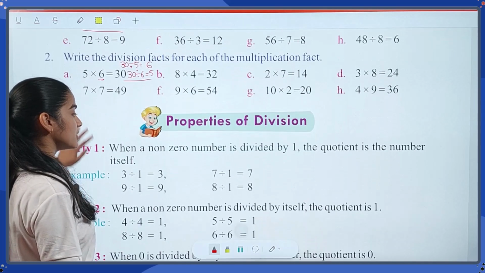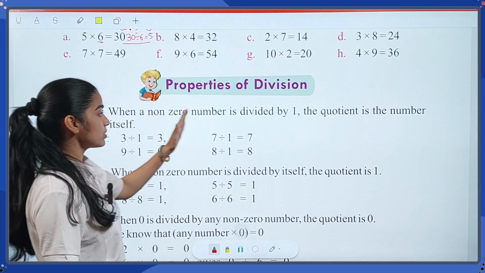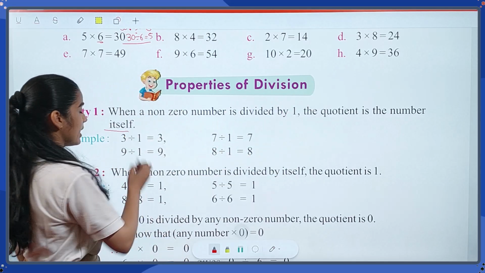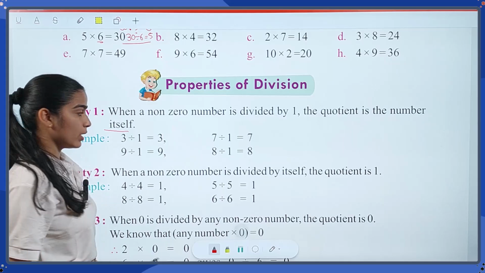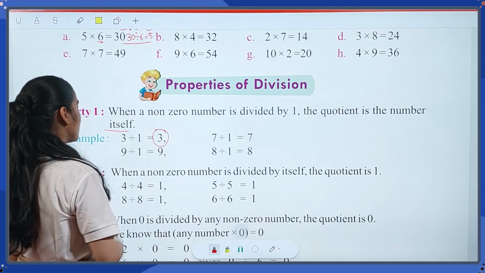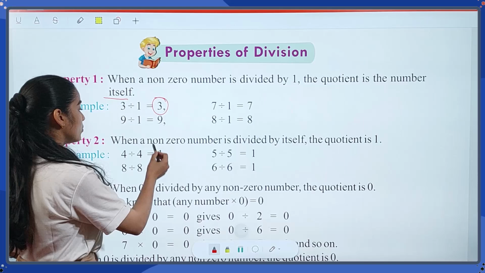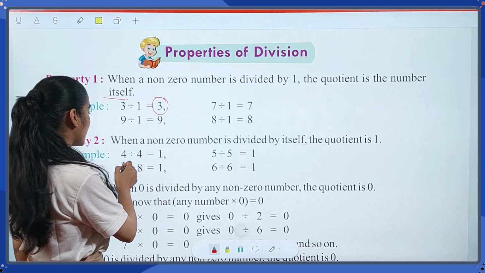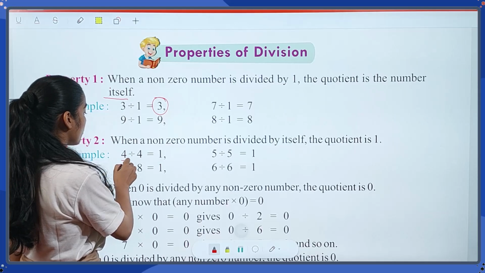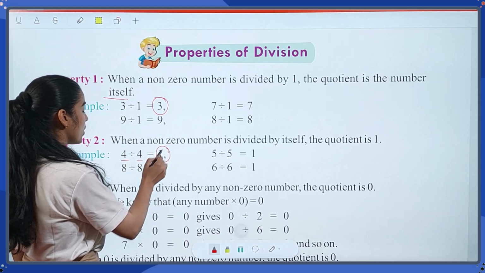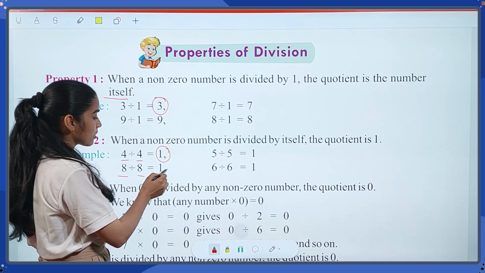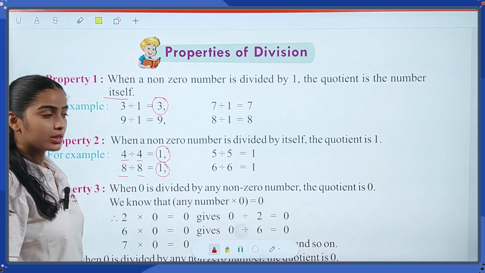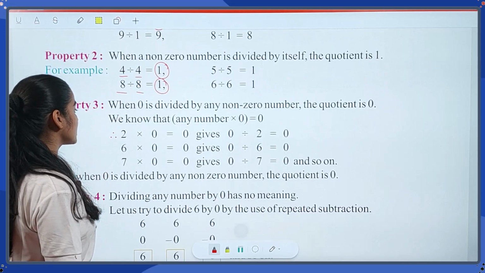Now we have properties of division. When a non-zero number is divided by 1, the quotient is the number itself. Whenever we divide any number by 1, we get the number itself as the quotient. When a non-zero number is divided by itself, the quotient is 1. If I divide 4 by 4, what do I get? 1. If I divide 8 by 8, I get 1. It means whenever I divide a number by itself, I get the answer 1.